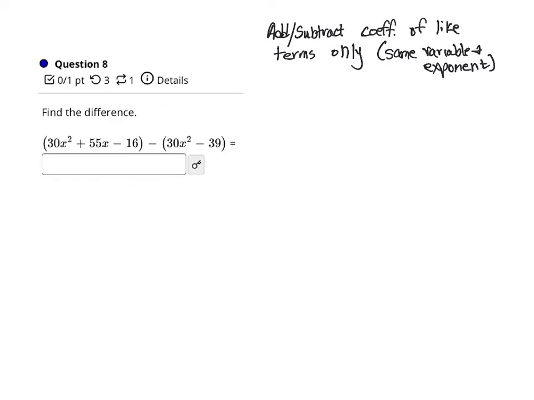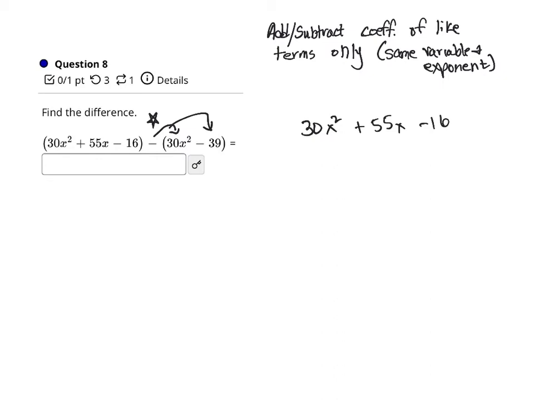This is find the difference. Difference means subtraction, so that's key here, because this negative changes everything in this after it. It doesn't change the first part. So the first part is 30x squared plus 55x minus 16.